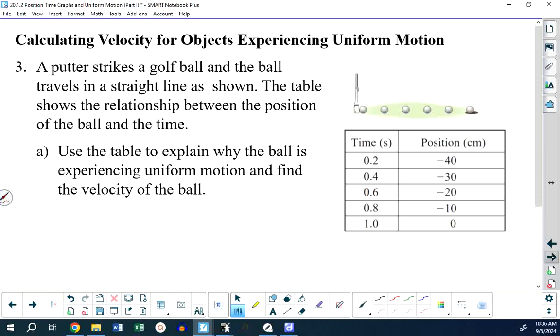A putter strikes a golf ball and the golf ball travels in a straight line as shown. The table shows the relationship between the position of the ball and the time. So clearly you understand this isn't somebody hitting 6 golf balls like in a domino effect. This is a picture of where the golf ball is at one point in time, at another point in time, another point in time. A few common observations from Science 10.